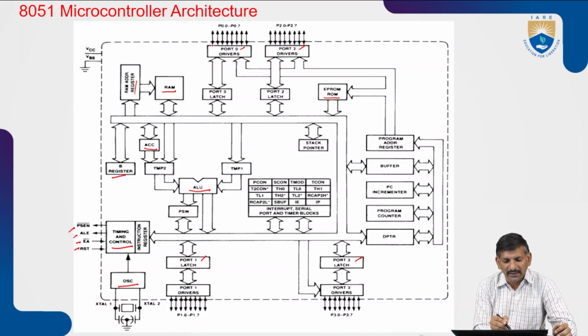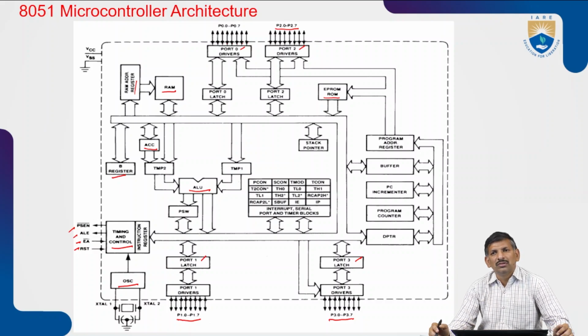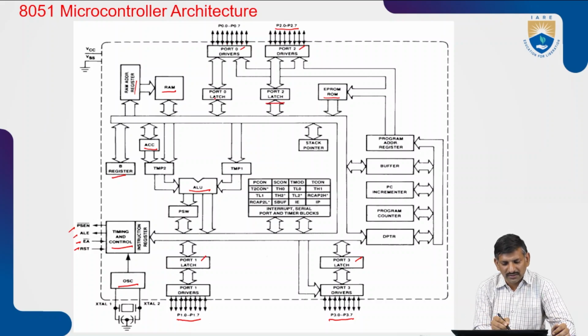Each port contains 8 lines, 0 to 7, that is 0, 1, 2, 3, 4, 5, 6, 7. That is port 0.0 to 0.7, port 1.0 to 1.7, in the same manner port 2.0 to 2.7, port 3.0 to 3.7. So totally it contains 4 8-bit IO ports. Each port contains 8-bit information in the SFR and corresponding latches.